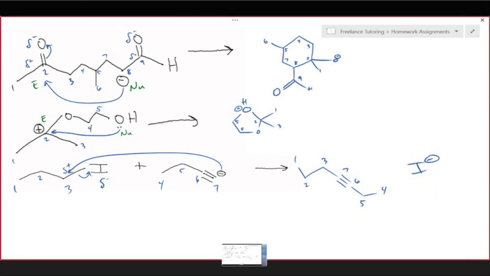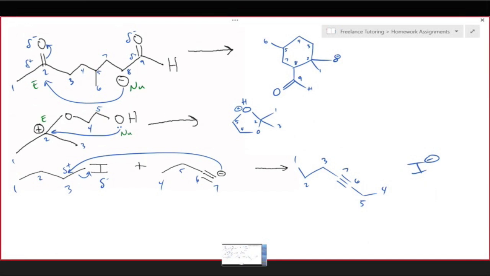O connected to 2. Two connected to O. Let's see, what am I thinking here? 1 and 3, 2, O, 4, 5. Okay, yes, that is the correct way to draw that. That's good. And then the next example, we haven't done many problems with alkynes.